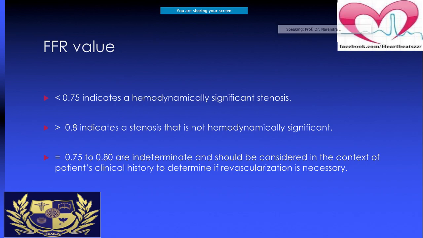Yeah, thank you. So, if the value is between 0.75 to 0.8, the values are indeterminate and should be considered in the context of the patient's clinical history to determine if revascularization is necessary. I would expect all of you to know these values: less than 0.75, more than 0.8, or between 0.75 to 0.8. So what are you planning? Are you planning for revascularization? Revascularization, of course, can be in terms of stenting, or it can be in terms of bypass surgery as well.